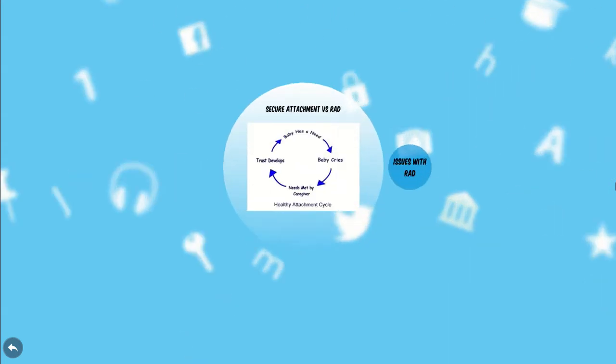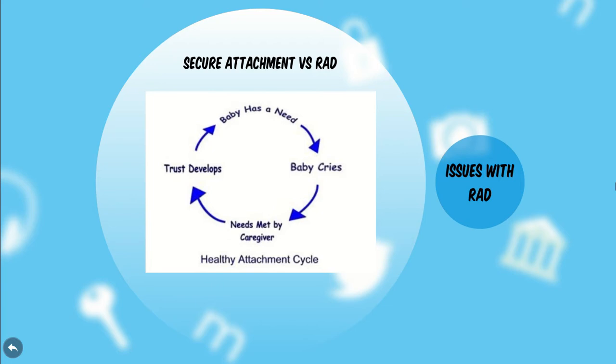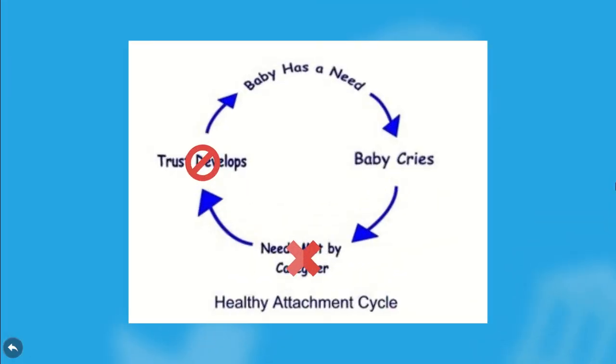Now, contrasting this with a secure attachment, the baby will have a need, the baby will cry, and then the needs will be met by the caregiver, and therefore trust develops. However, in the context of RAD, the child does not have a chance to develop a healthy attachment cycle. The baby will have a need, the baby will cry, and the needs are not met by the caregiver. Therefore, trust does not develop.